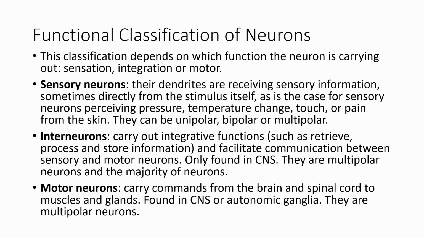And then the last one is the motor neurons. This is what's going to take information from the brain and spinal cord and communicate that information to our muscles, glands, and various body parts. We can find them in the central nervous system, or we can find them in our autonomic ganglia. These guys are multipolar neurons. So really, if you've noticed, the bipolar and unipolar ones are pretty much sensory neurons only. So if I was asking you, hey, you look under a microscope, you see a unipolar neuron, what type is it most likely to be? You should be able to tell me sensory.